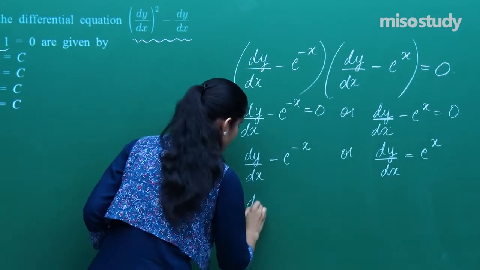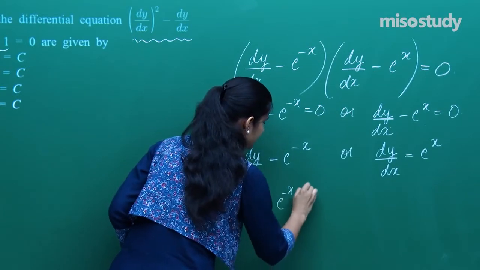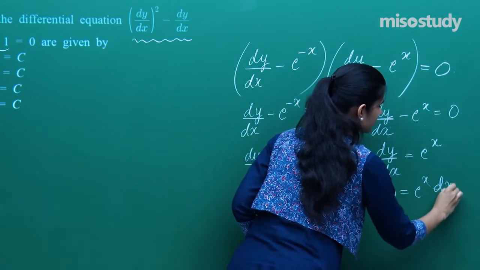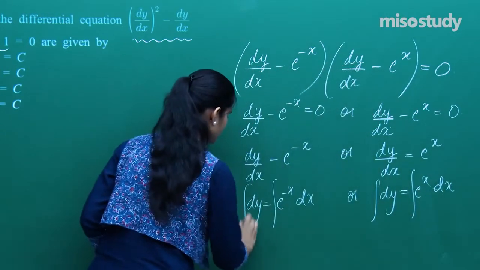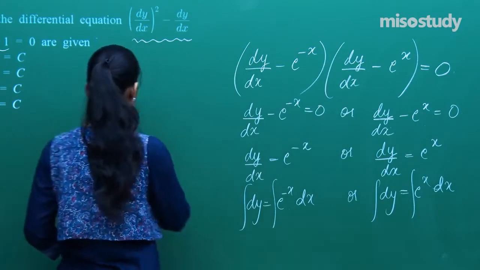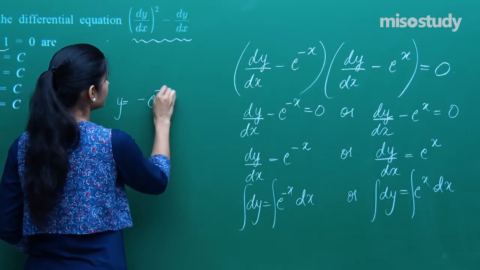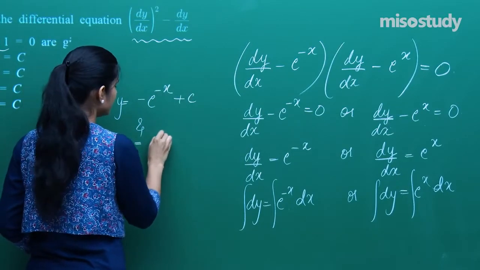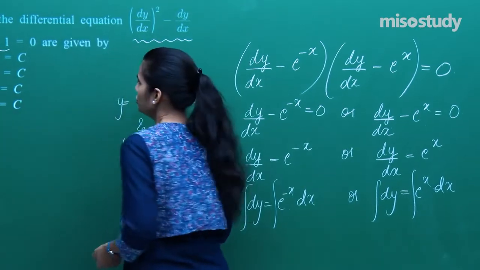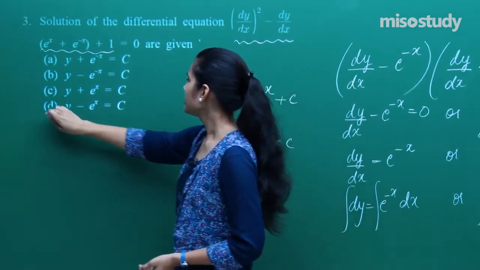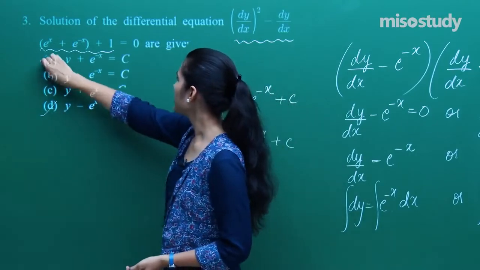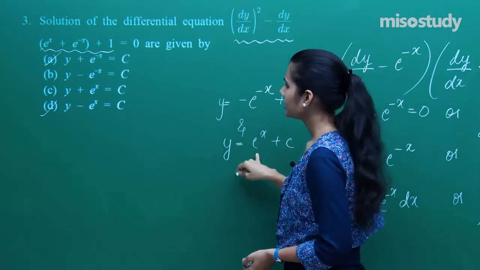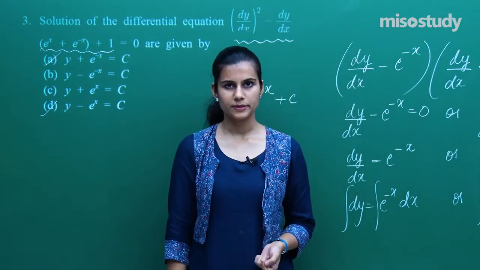Now here obviously you can separate the variable. This is e^(-x) dx and this is e^x dx. When you integrate, you get y equals minus e^(-x) plus c, and next one you get y equals e^x plus c. So y minus e^x equals c and y plus e^(-x) equals c. Y plus e^(-x) equals c and y minus e^x equals c are your correct options.